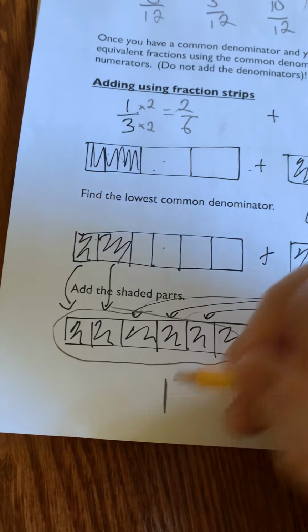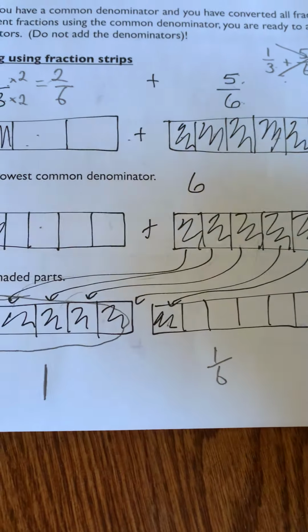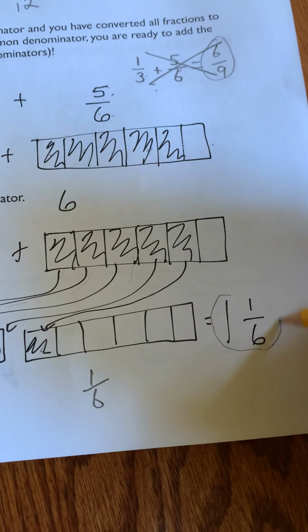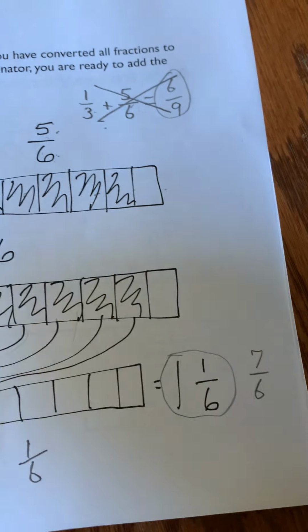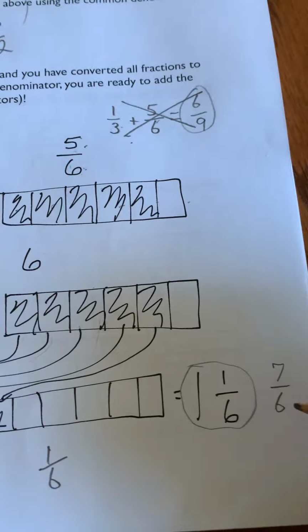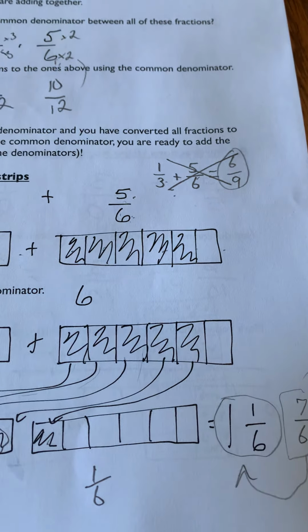So that's 1. And then I have 1 piece of 6 left over, which is 1/6. So our final answer to this question is 1 and 1/6. Or, like many of you had said before, in improper fraction terms, 7/6. We don't generally leave answers in improper fractions though. We change them to mixed numbers.